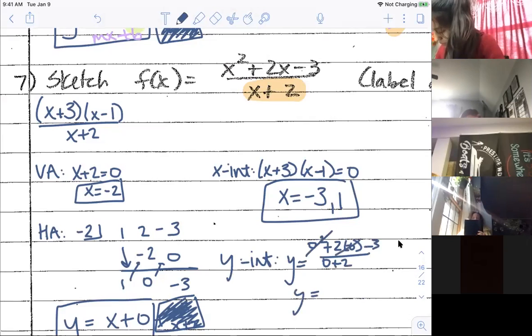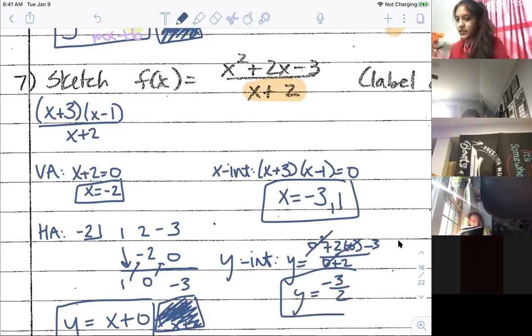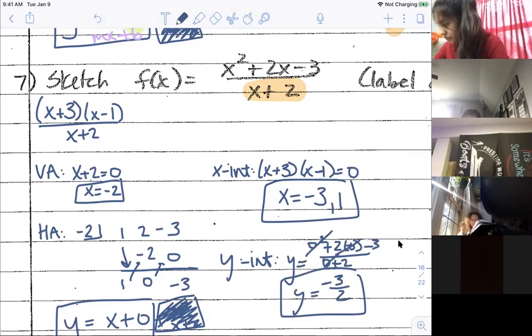And when all my zeros cancel for my y, I get -3/2. I don't know if I've said this yet to you guys today, but I'll say it over and over with these rational functions, is you often get a weird number. You often get a weird fraction decimal thing, so don't be afraid to do that.